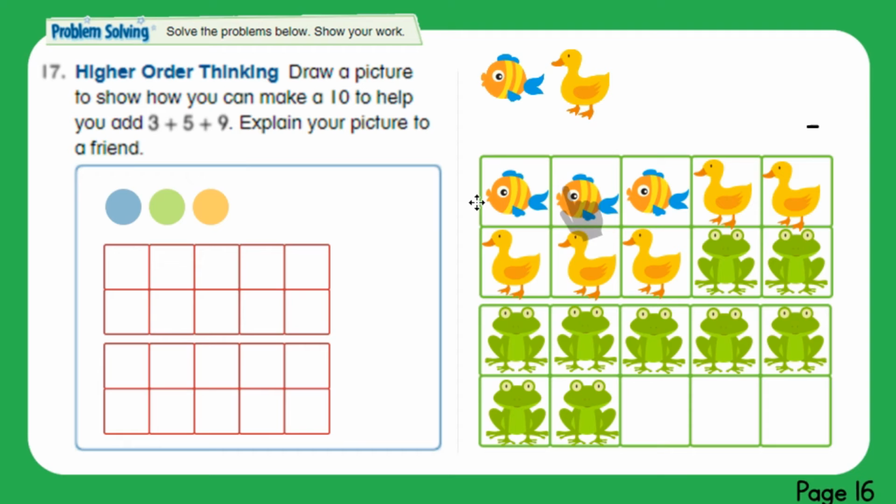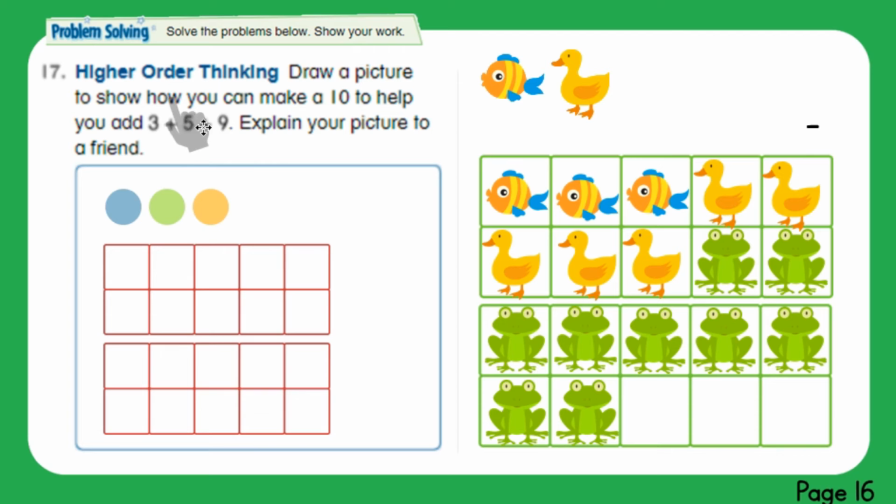So again, let me check. I have to add 3. I have added 3 fish, then 5: 1, 2, 3, 4, 5. We must always check our work again and again to make sure that we have done it correctly. Next, I'm going to add 9. 1, 2, 3, 4, 5, 6, 7, 8, 9.